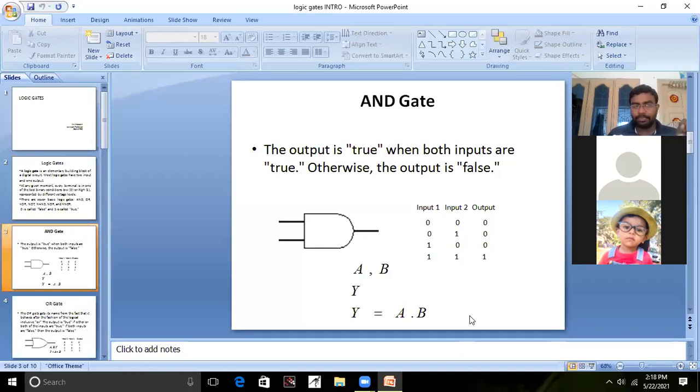Guys, are you okay with the AND gate? Any doubts in the AND gate?